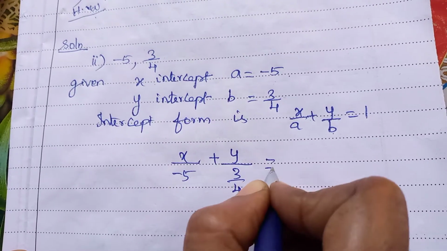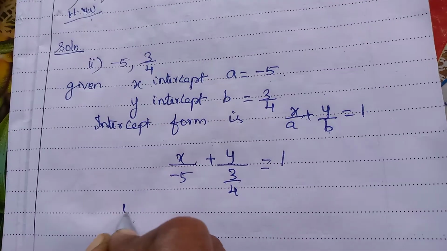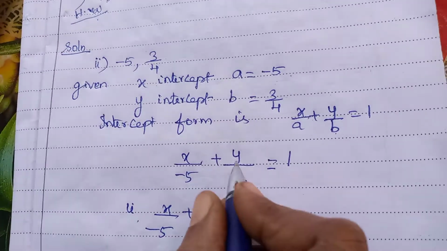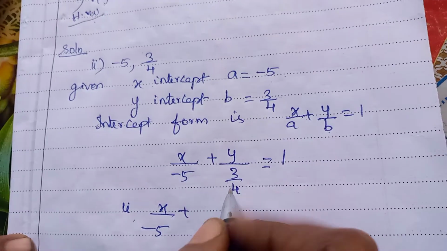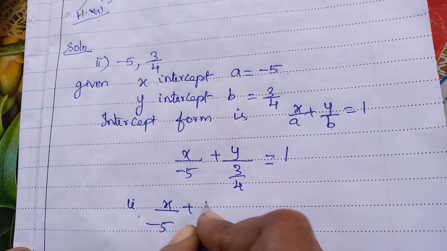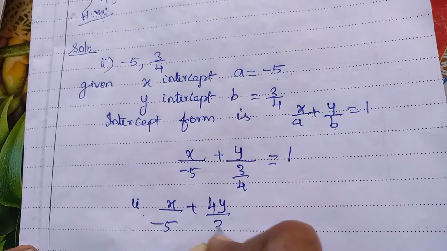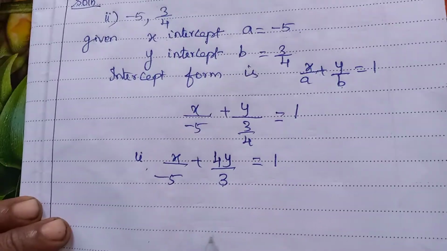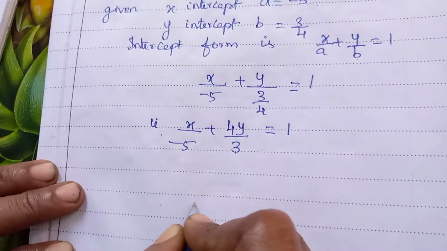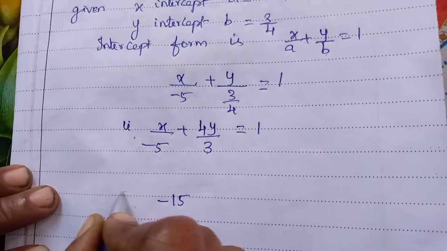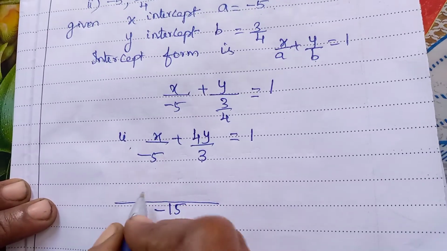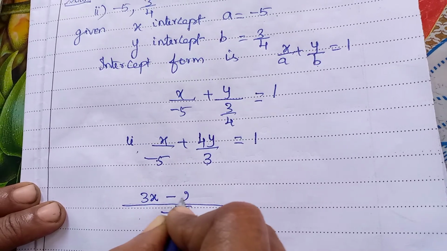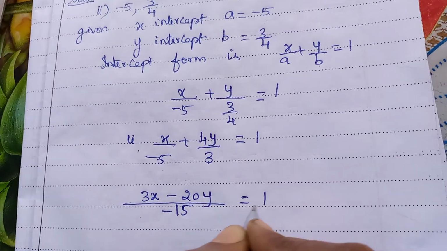We get x divided by a, which is minus 5, plus y by b, where b is 3 by 4, is equal to 1. That is x by minus 5 plus y divided by 3 by 4. Write the division as a multiplication with the reciprocal, so 4 by 3 into y. That can be written as 4y by 3 is equal to 1. So take the LCM of minus 5 and 3, so minus 15 is the LCM. The numerator is 3 into x, 3x, minus 4 into y, minus 20y, is equal to 1.